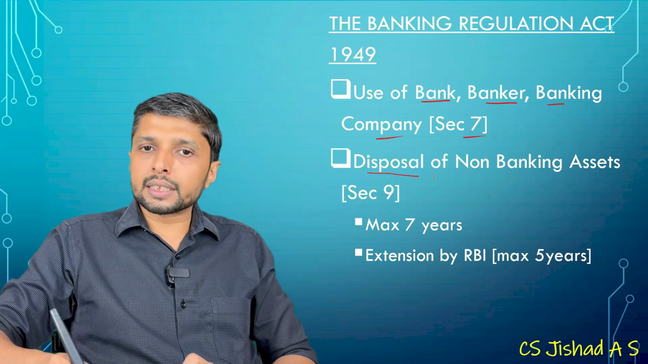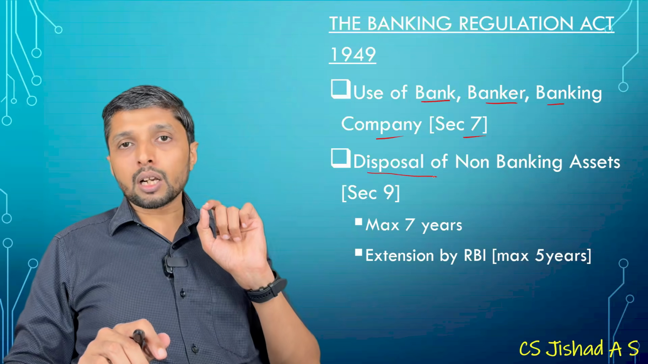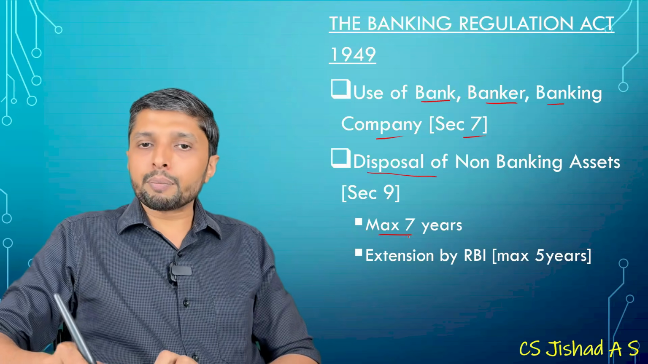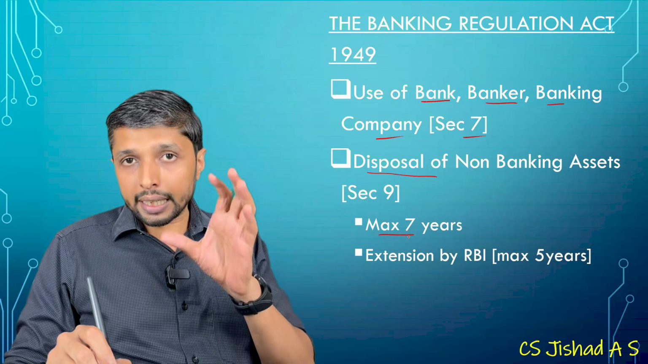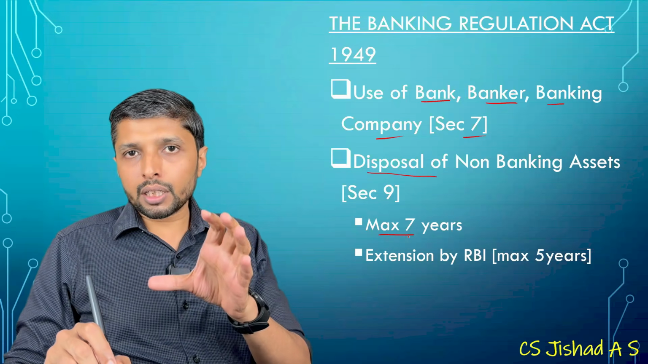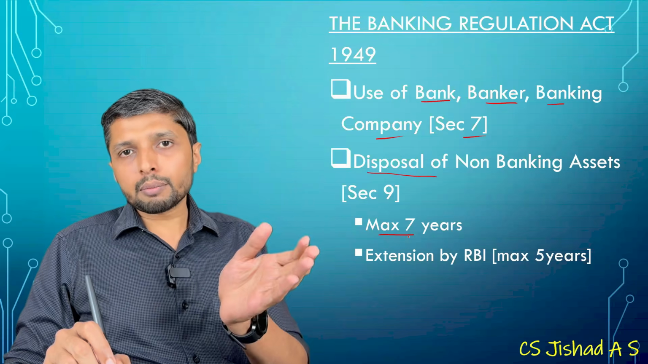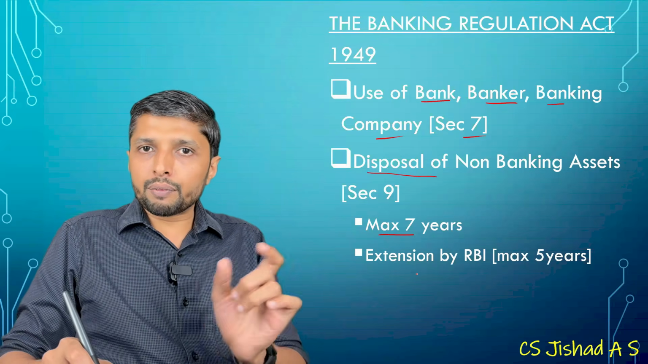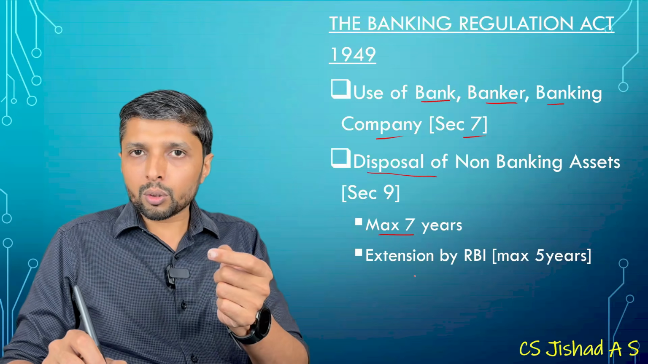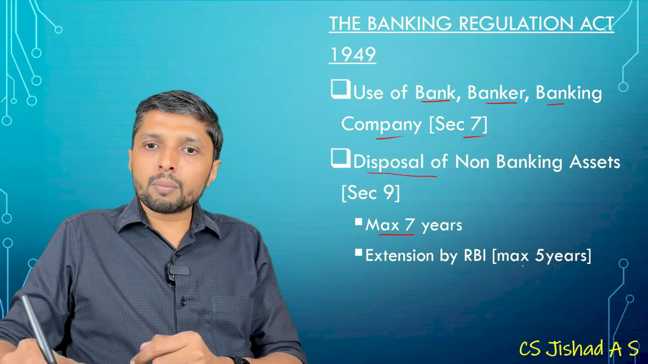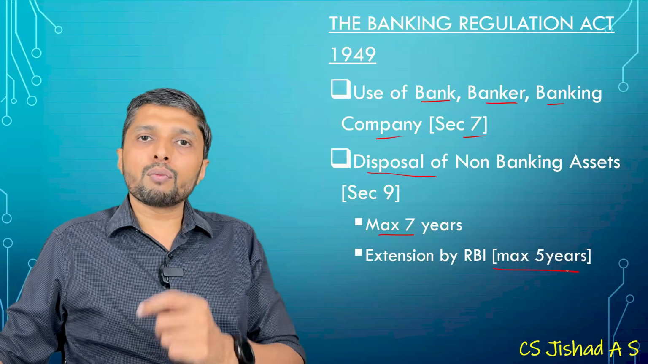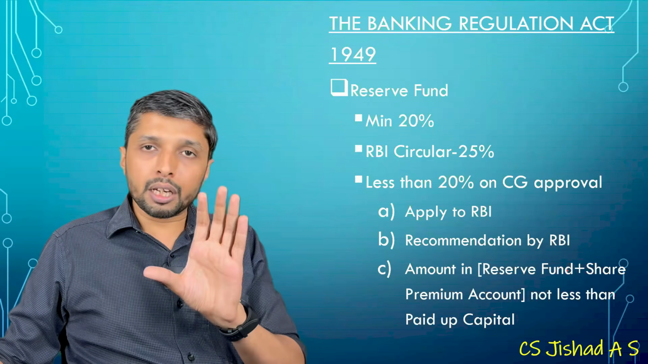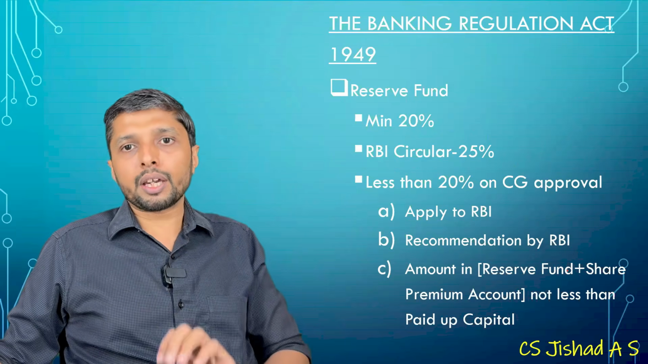Then section 9 specifies the disposal of non-banking assets, which will have to be disposed of within a period of 7 years. That means they can hold immovable property which is acquired for a maximum of 7 years. After 7 years, it will have to be disposed. If there is any issue with regard to disposal, they can apply to RBI, and RBI can give a maximum of 5 years extension. It is not that RBI will give 5 years, it is a maximum of 5 years.